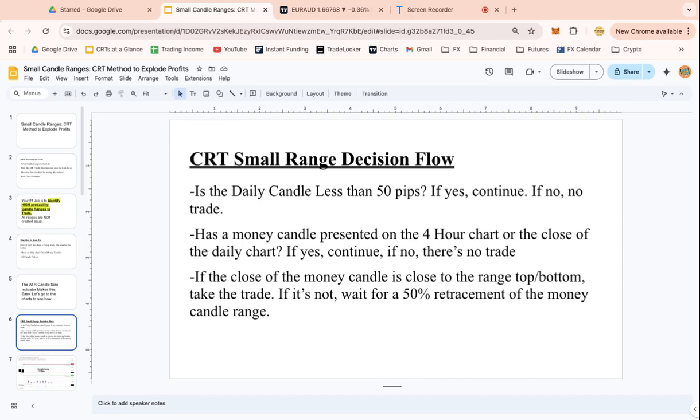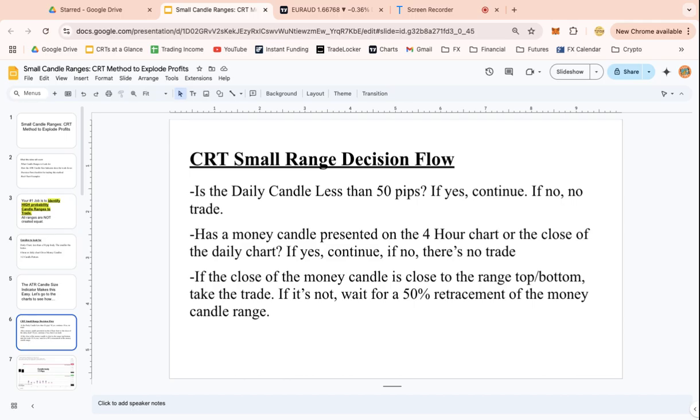Once the money candle does appear on either a 4-hour chart or the daily chart, if the candle closes close enough to the top of the range or the bottom of the range, go ahead and enter that trade. You're in at the close of the day or the close of that 4-hour candle. If the money candle is kind of far from the top or bottom of the range, we want to wait for a 50% retracement of the money candle to enter.